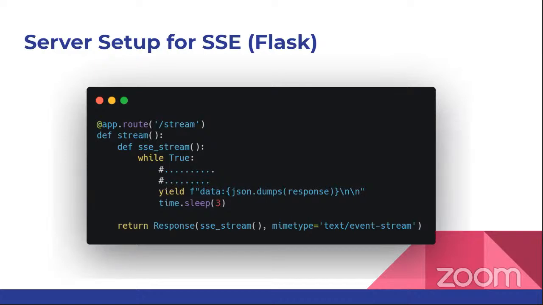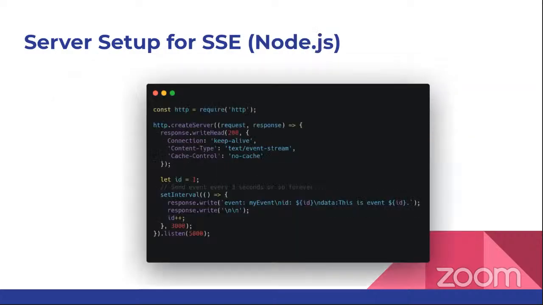So this is very simple. This is how simple it is to set up a simple SSE stream in Flask, right? It's just like 4 or 5 lines of code, and you can set up an SSE endpoint in your API. And for those of us who are Node.js fans, this is how simple it is.